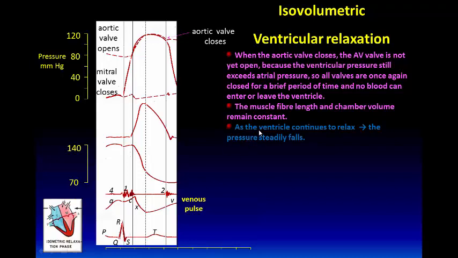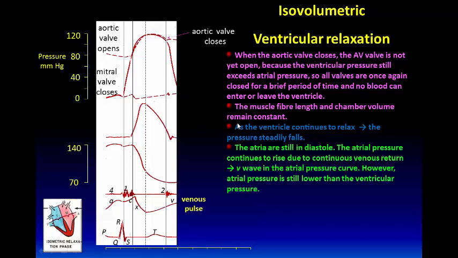So as the ventricles continue to relax, the pressure steadily falls, and the atria are still in diastole. The atrial pressure continues to rise due to the movement of blood from the pulmonary circulation into the left atrium, and this continuous venous return of blood into the left atrium gives the V wave in the atrial pressure curve.